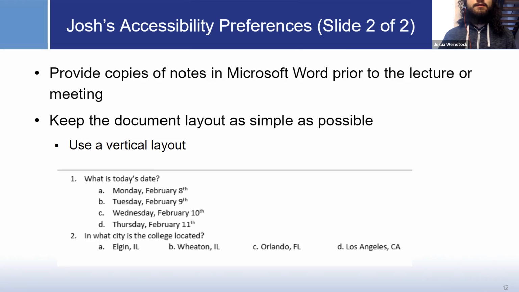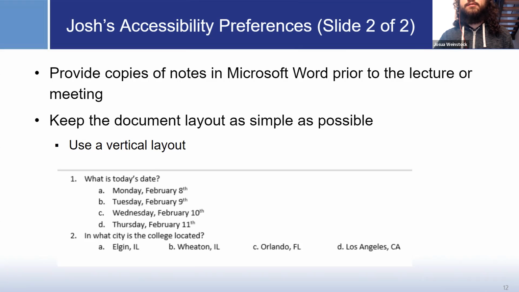So make the document layout as simple as possible. Try not to use too many tables or crazy formatting stuff. And I prefer a vertical layout. So as you saw in the demo, you'll use the down arrow key a lot to navigate through. That goes by line. So if everything's on the same line, it makes it more difficult to read.